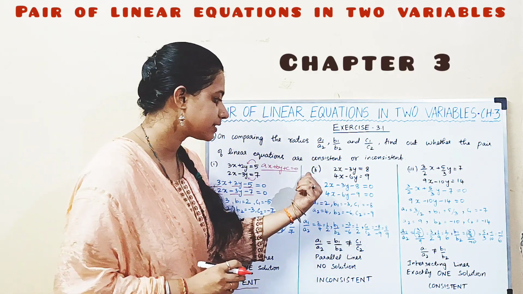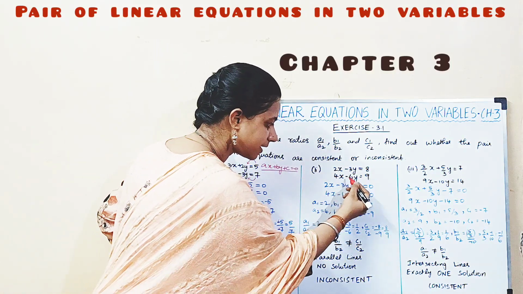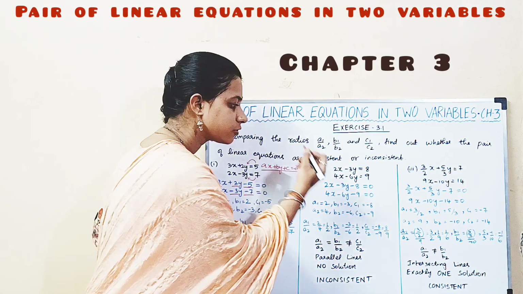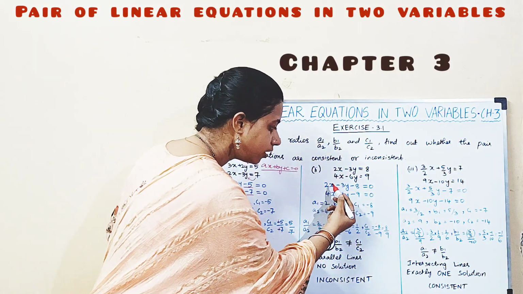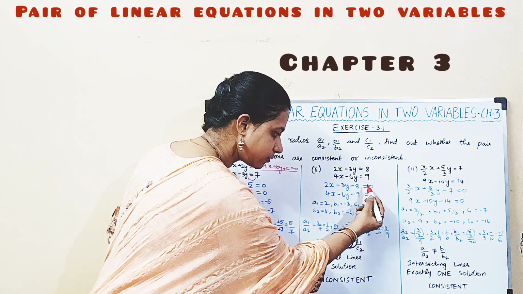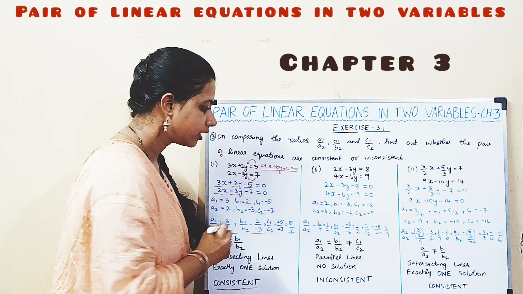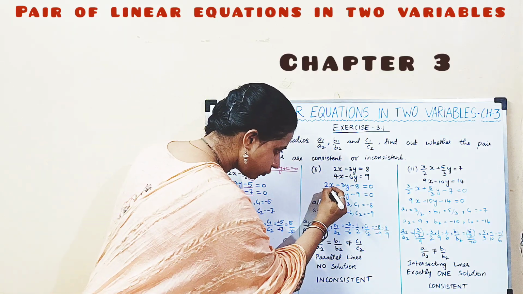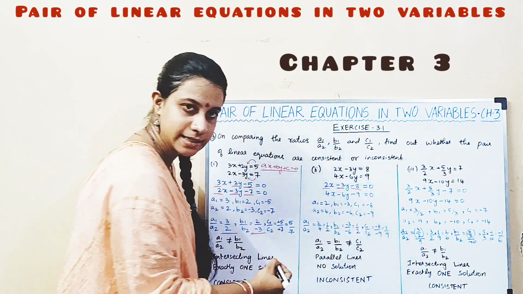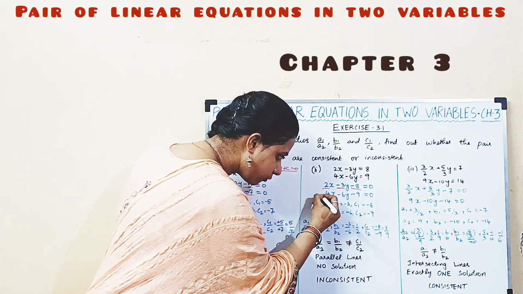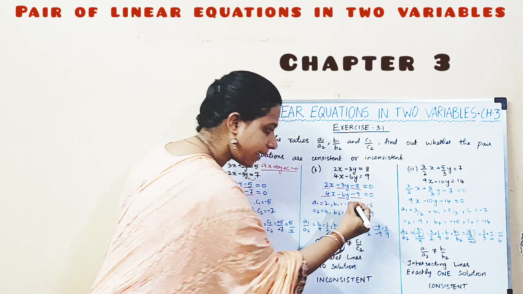Okay, now in the second subdivision, the equations are 2x minus 3y is equal to 8 and 4x minus 6y is equal to 9. So first let us put it in the form ax plus by plus c equal to 0. So 2x minus 3y minus 8 equal to 0 and 4x minus 6y minus 9 is equal to 0. Let's write a1 is equal to 2, b1 is equal to minus 3 and c1 is equal to minus 8, and a2 is equal to 4, b2 is equal to minus 6 and c2 is equal to minus 9.